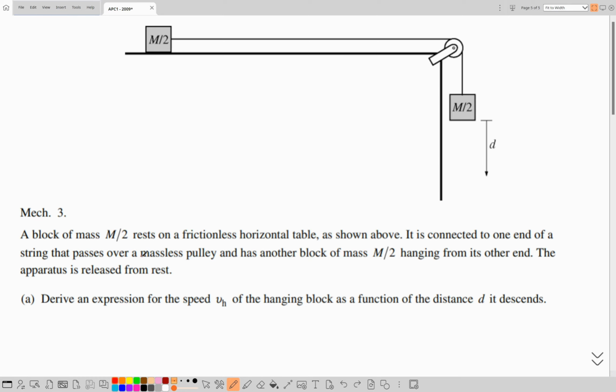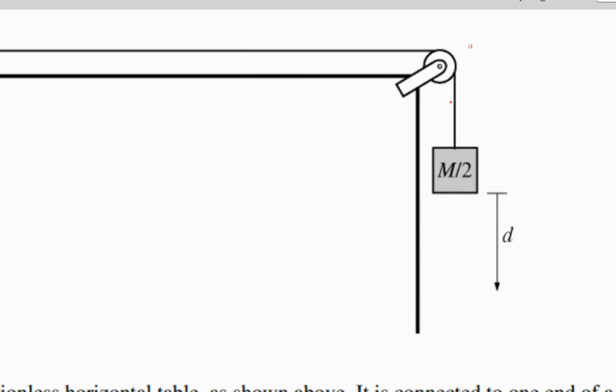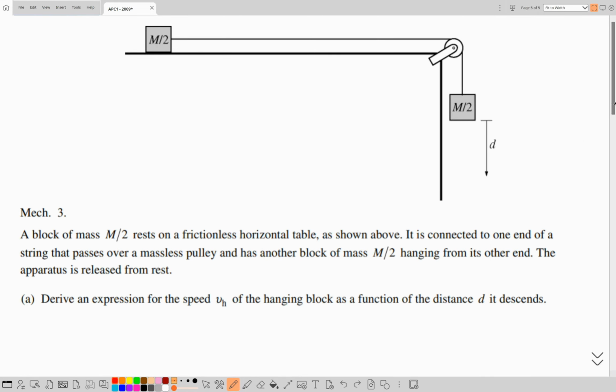A block of mass m over 2 rests on a frictionless horizontal table, so always remember that the figure appears above the text. As shown above, it is connected to one end of a string that passes over a massless pulley and has another block of mass m over 2 hanging from its other end. The apparatus is released from rest, which means the initial speed is 0. And because the pulley is massless, the tension is transmitted equally at both ends.